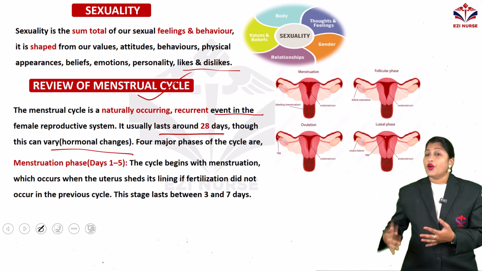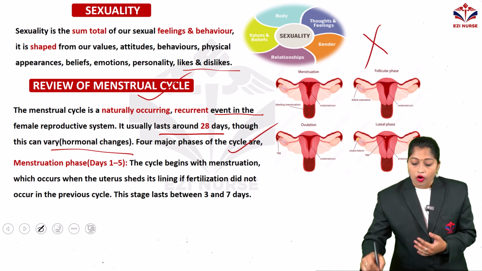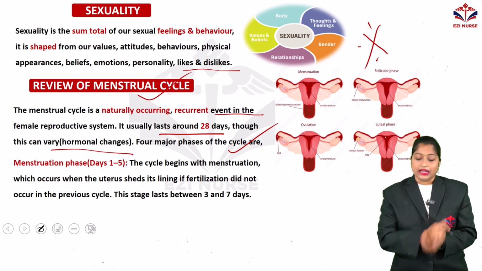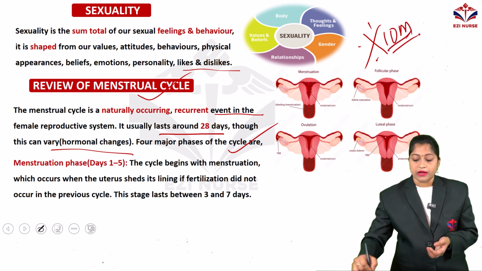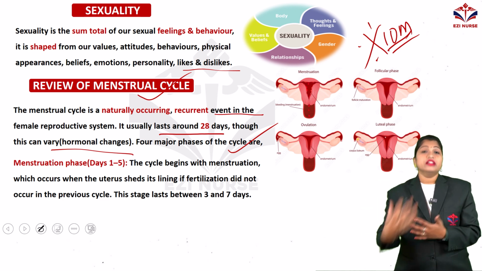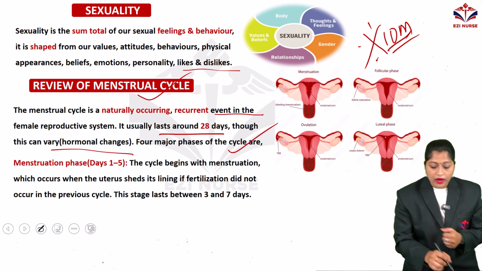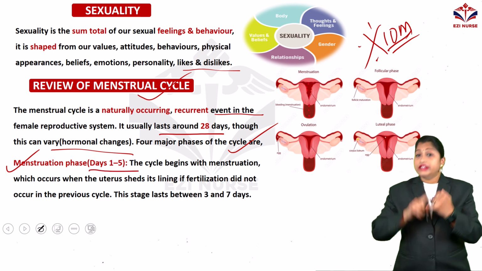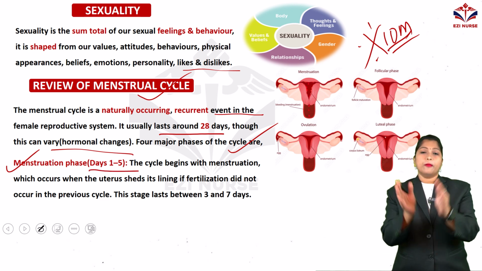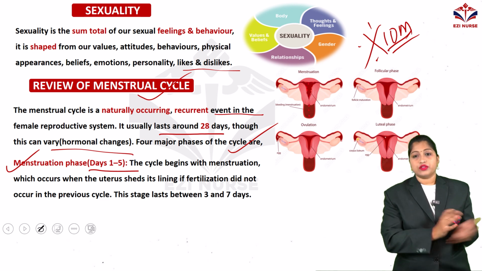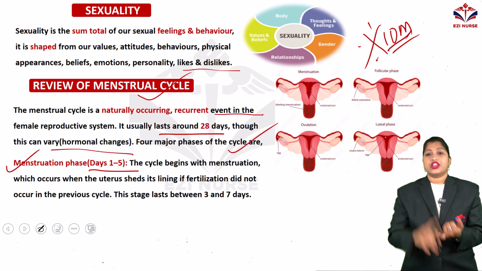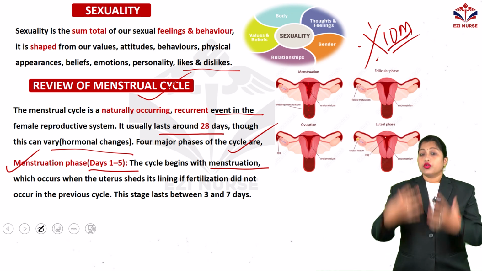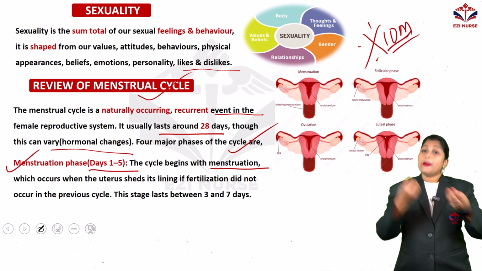So there are 4 major stages or phases of this menstrual cycle, which is very much important for a 10-marker question with certain additional questions. The first one is the menstrual phase, which lasts from day 1 to day 5. Most probably within 5 days of the menstrual cycle is your menstruation phase. The cycle begins with the menstruation. We also call it menstrual bleeding.